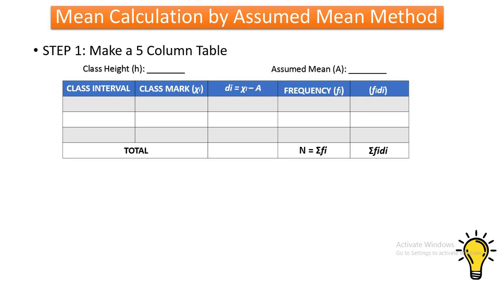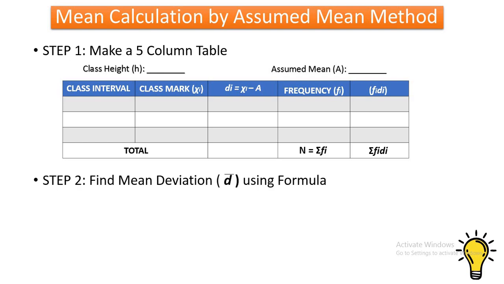What is the second step? The second step is very simple. In the second step, you are trying to find the mean deviation, that is d bar, using a formula which is already given. d bar is equal to summation of fidi divided by summation of fi. Now so we got the mean? No student, this is the mean of deviation. It is not the final mean.